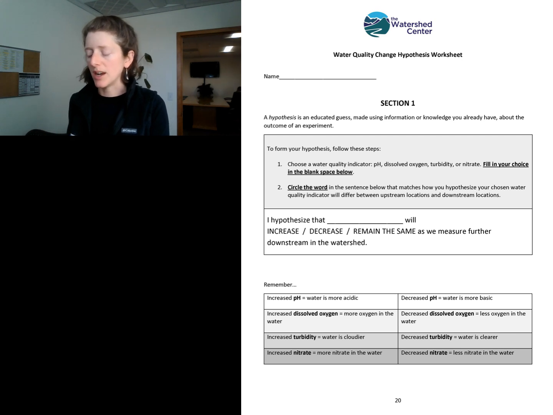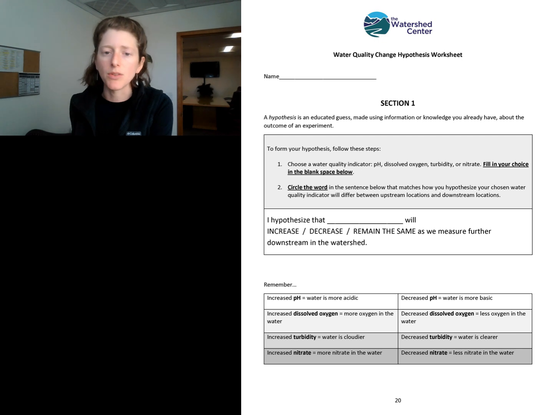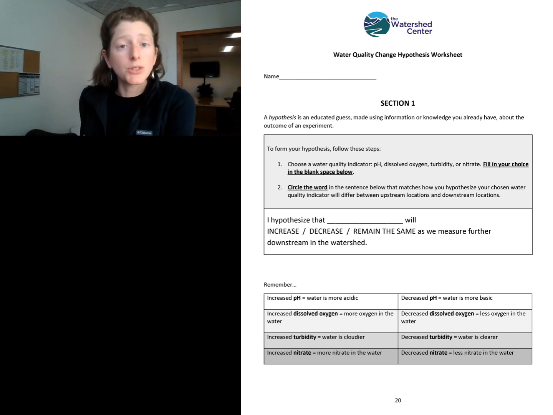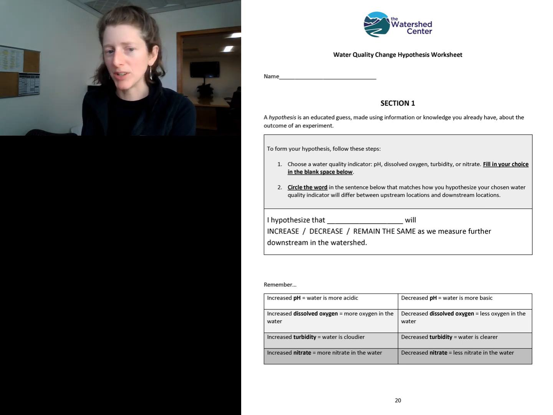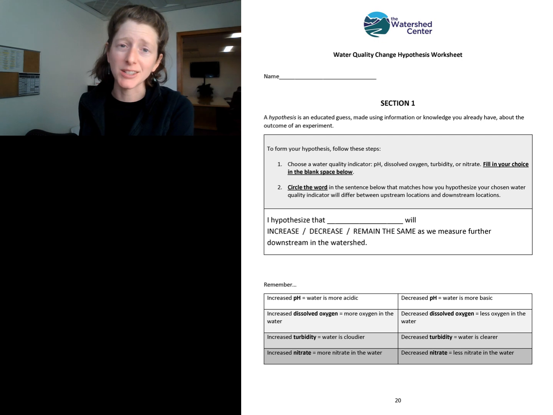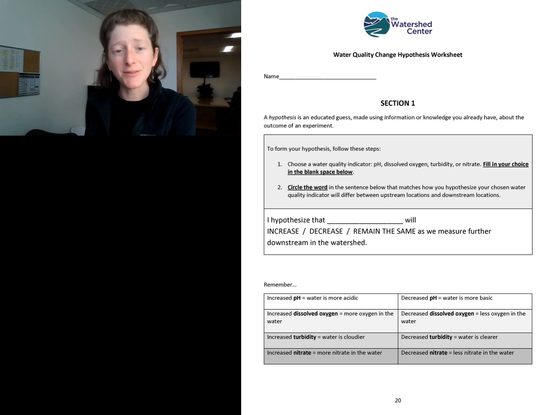So give students some time to fill out that top box, and you can let them know that they will get results that will either prove their hypothesis correct or incorrect. And there's no right or wrong when you're testing a hypothesis with an experiment. It's just sort of the form that we use to find information.